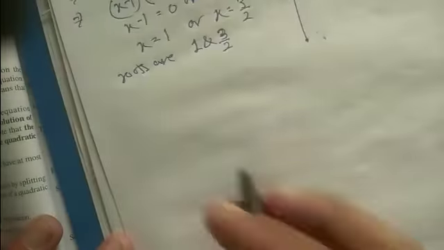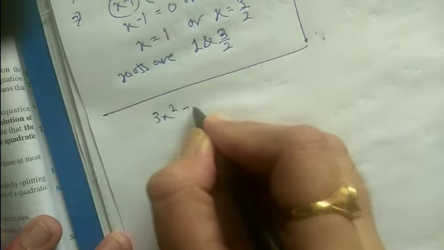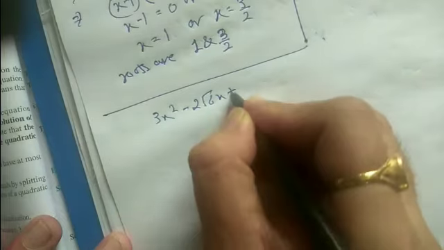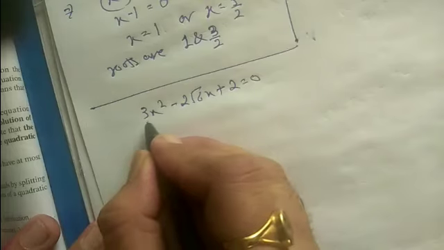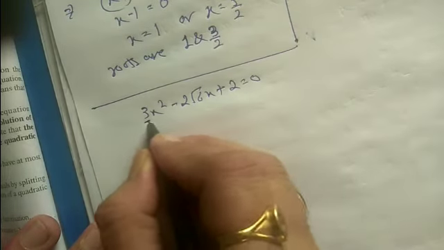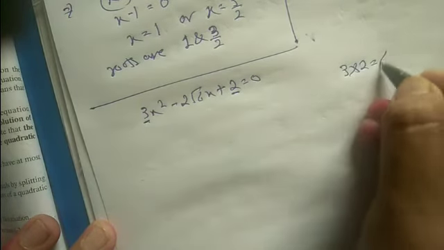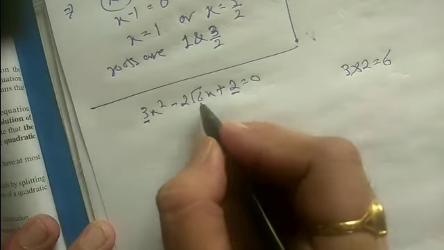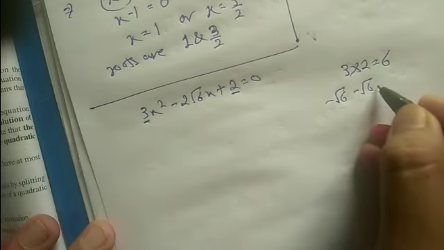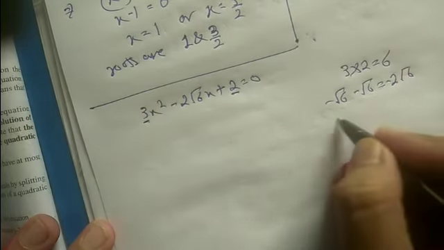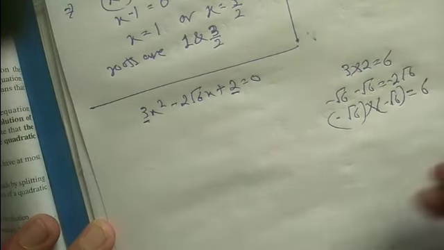One more example, suppose we have 3x square minus 2 root 6x plus 2 is equal to 0. So how to find the factors? Again we'll use the same method. We multiply a, the coefficient of x square, and the constant c, that is 3 into 2 is equal to 6. Now we have to find two factors such that their sum is minus 2 root 6. If we take minus root 6 and minus root 6, the sum is minus 2 root 6, and if we multiply minus root 6 by minus root 6, their product is 6.